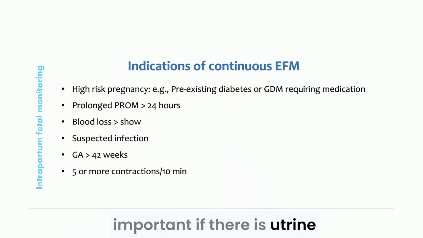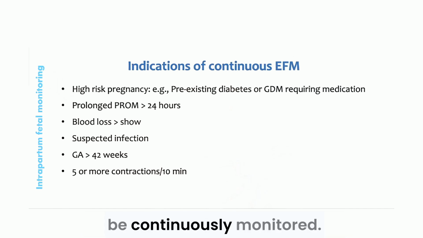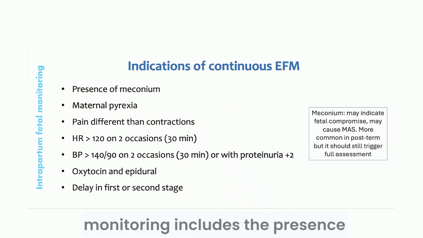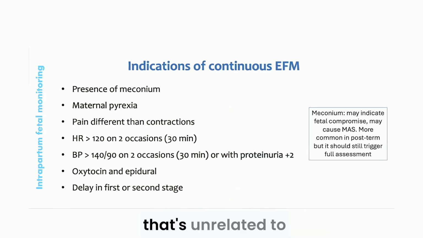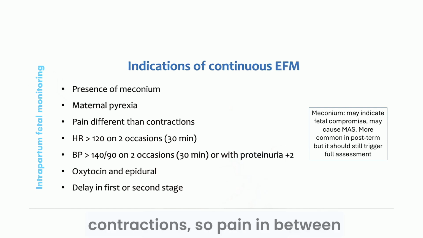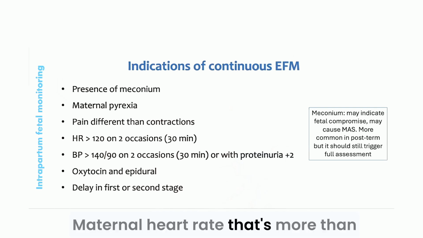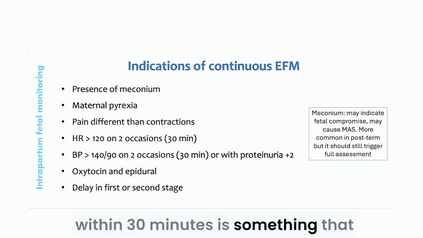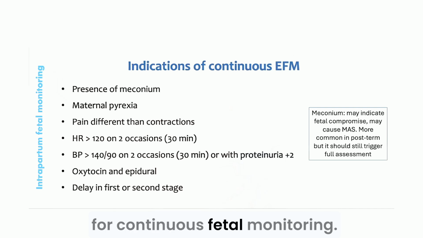Very important if there is uterine tachysystole as well. So women who have 5 or more contractions in 10 minutes should be continuously monitored. Additional indications of continuous electronic fetal monitoring include the presence of meconium-stained amniotic fluid, maternal pyrexia, pain that's unrelated to contractions, so pain in between contractions or constant pain, and maternal heart rate that's more than 120 per minute on 2 occasions within 30 minutes, which we also need to use as an indication for continuous fetal monitoring.